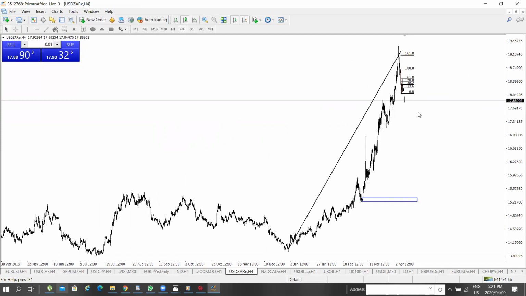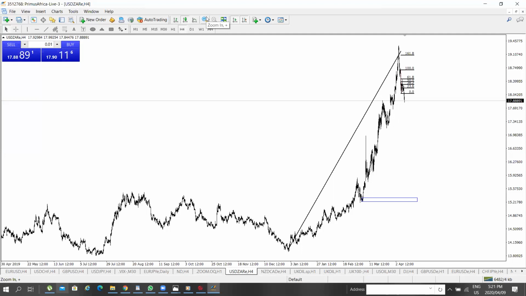What's going up must come down, right? It can't go up forever. You have to know the setups that show now it's time for it to go down, right?